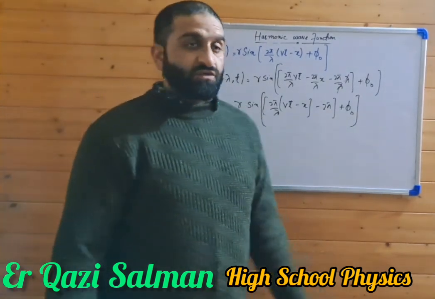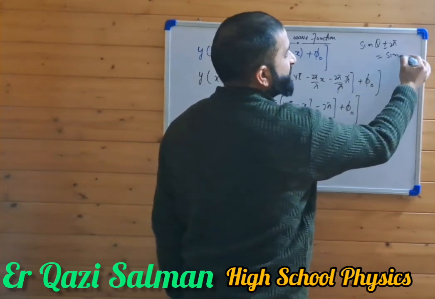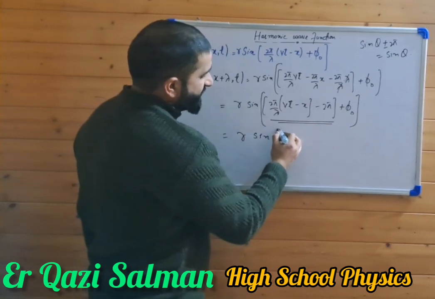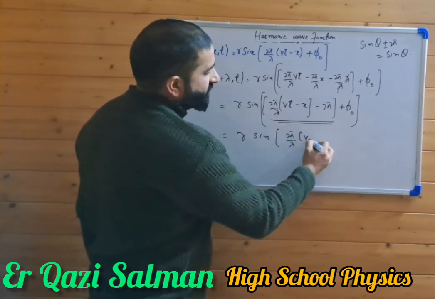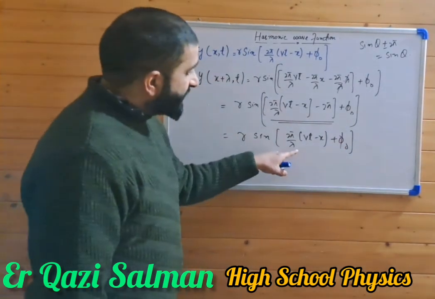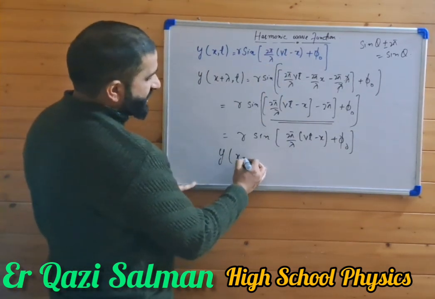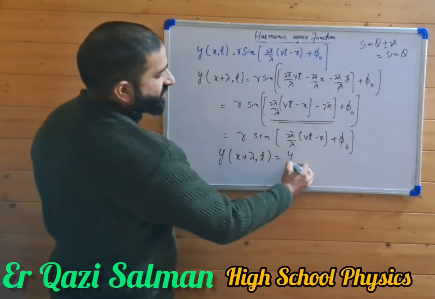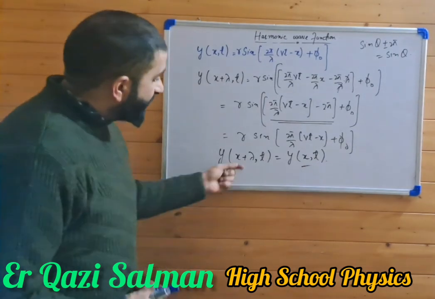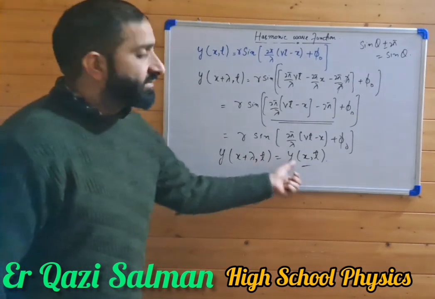Now from the study of trigonometry we know that sine of theta plus minus 2 pi is equal to sine of theta. So here it is equal to r sine of 2 pi by lambda into vt minus x plus phi 0. Now look closely, it is the same equation here and here. That means y of x plus lambda comma t is equal to y of x comma t. So it is periodic. After a span of lambda, or one complete wavelength, the function repeats itself.